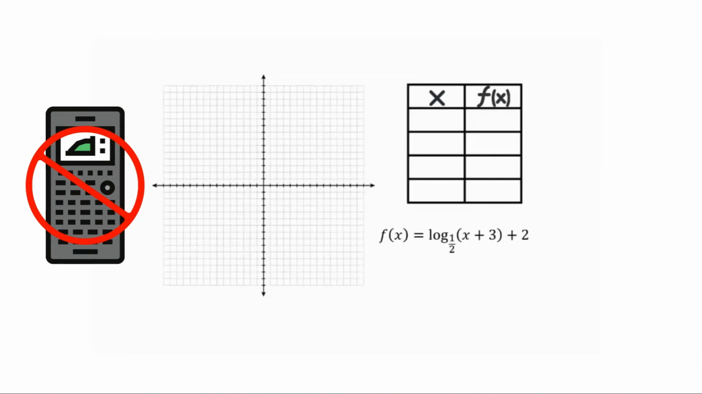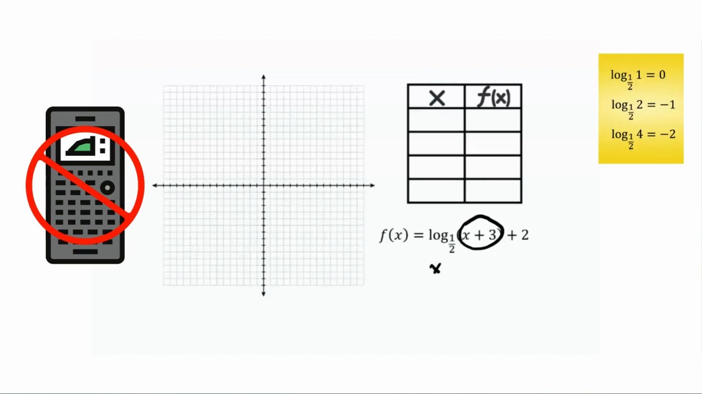Okay, in our last example, we have f of x is equal to log base a half of x plus 3, plus 2. All right, so we're going to do the same thing we did in the last problem. We're going to focus on this x plus 3 and what we need that to equal to get some nice values to work with. Well, again, 1 is always a good value for that x plus 3 to equal, so we're going to set x plus 3 equal to 1, and if we solve for x, we get x equals negative 2. All right, so negative 2 is going to be the first x value to use.